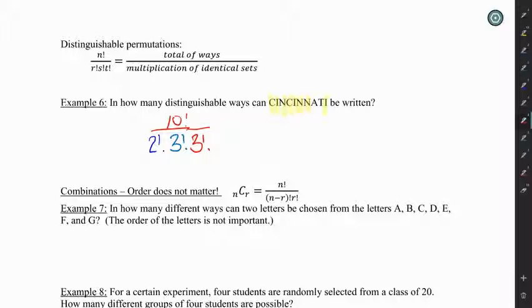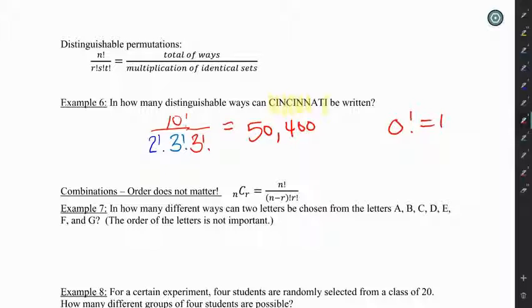Interesting fact, 0 factorial is also 1. And I'll explain the reason for that in just a second. Anyhow, when we put this in the calculator, the answer for question 6 is 50,400.